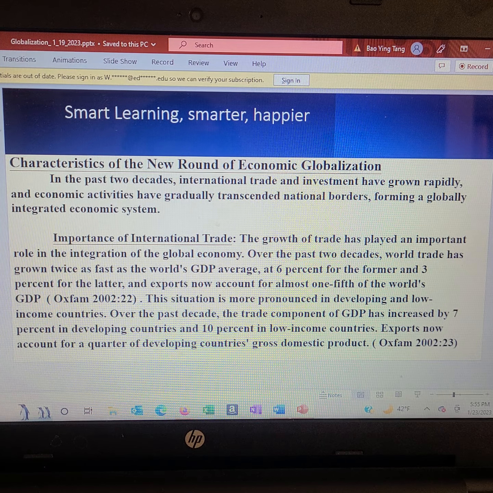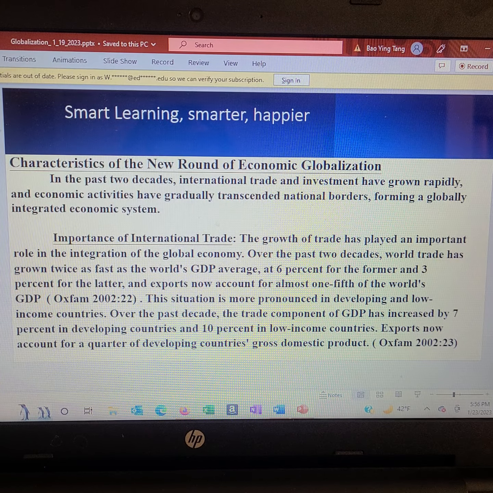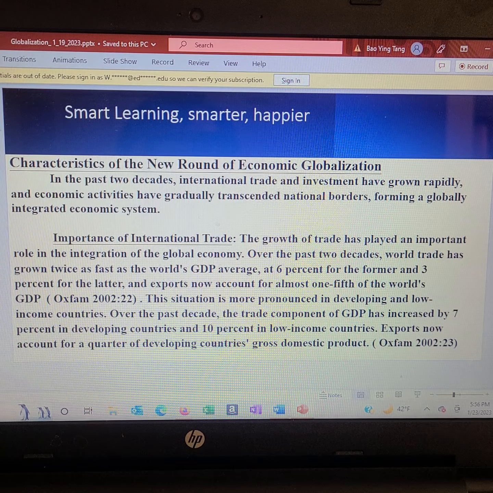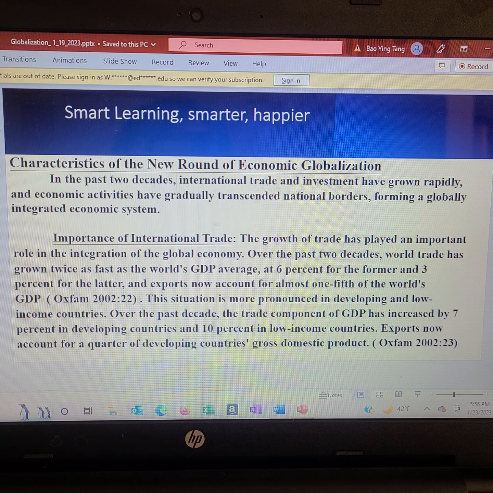First, the importance of international trade. The growth of trade has played an important role in the integration of the global economy. Over the past 2 decades, world trade has grown twice as fast as the world's GDP average, at 6% for the former and 3% for the latter, and exports now account for almost 1/5 of the world's GDP.